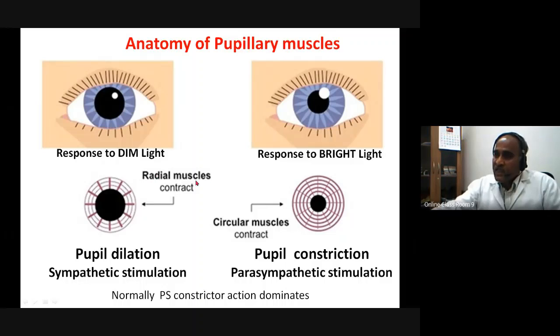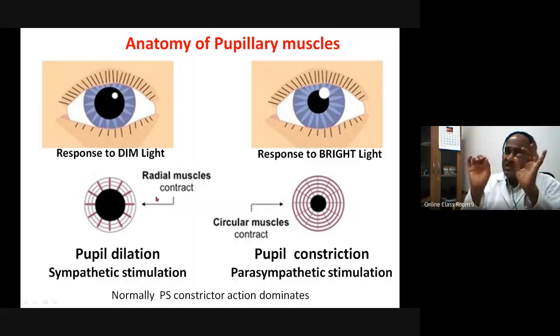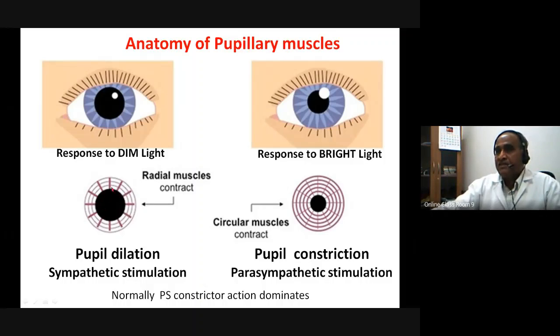And when these radial muscles contract, they will try to open up the window, that is the pupil. This is a dilation. And these will be supplied by the sympathetic nerve coming from the cervical ganglia. And when there is a sympathetic activation, these would be contracting and they will dilate. So the dilation of the pupil is known as mydriasis.